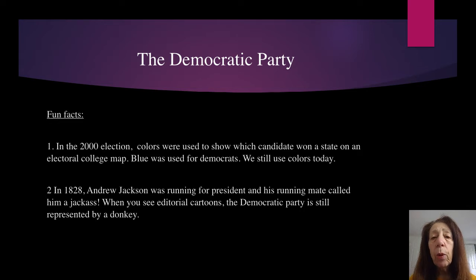In 1828, Andrew Jackson was running for president. His running mate called him a jackass, which is a donkey. Still used today with political cartoons, you will see elephants and donkeys. Donkey is Democratic, elephant, Republican.